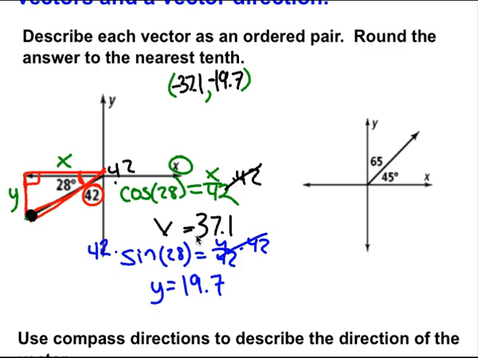The nice thing about vector problems is they may not be the easiest to do, but if you just think about the ordered pairs, and this is multiple choice, you can eliminate a lot of the options right away. So pause the video and try the next vector question as well.